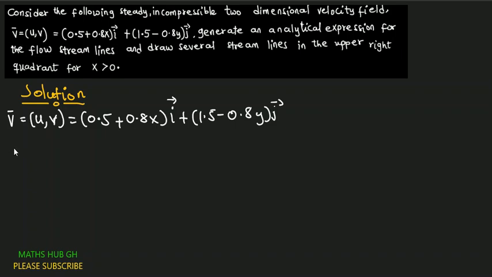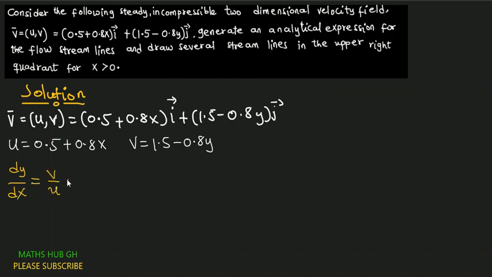Okay, so from here we can see that the x component is equal to u, and then that's equal to 0.5 + 0.8x, and then the y component is equal to v, and then that's equal to 1.5 − 0.8y. So since this is a two-dimensional velocity field, we are going to have the streamline equation to be dy/dx equals v over u, then that will be equal to (1.5 − 0.8y) divided by (0.5 + 0.8x).